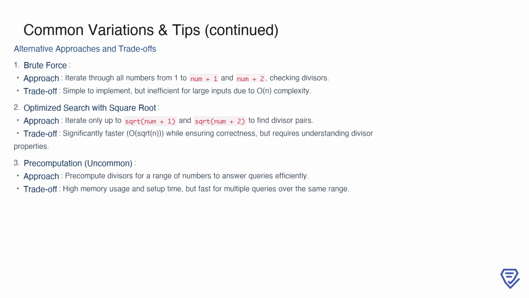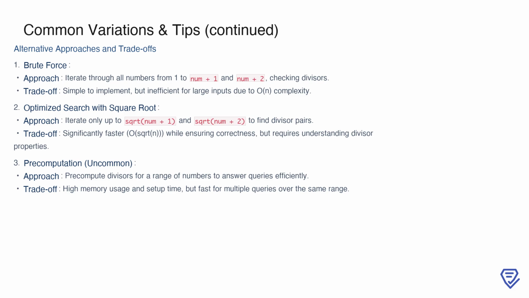A more efficient approach is the optimized search using the square root. Here, you iterate only up to the square root of number + 1 and number + 2 to find divisor pairs. This reduces the time complexity to O(sqrt(n)) while ensuring correctness, but it requires a solid understanding of divisor properties.